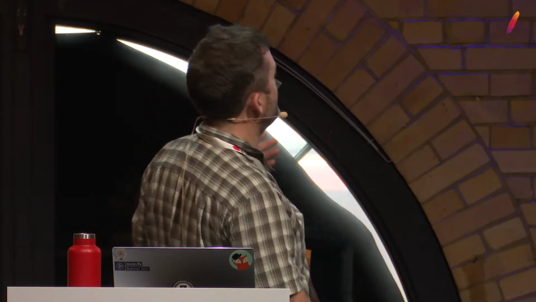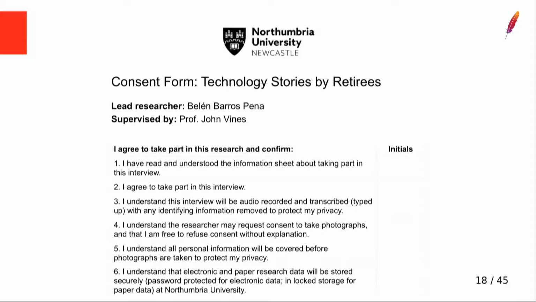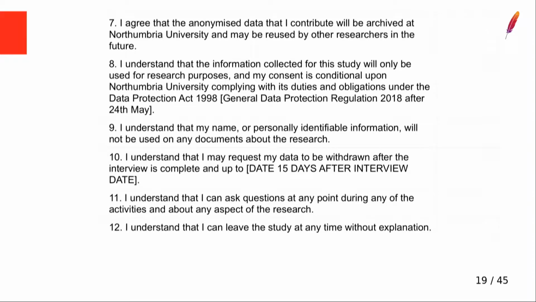So here's an example of an academic research where the researcher is required by the university to get written consent. The participant has to initial each one of these things to say, "I agree, I understand," for each of these different points. This is quite a long form, but it has to be, due to the extremely high level of ethical behavior that's required by this academic research.